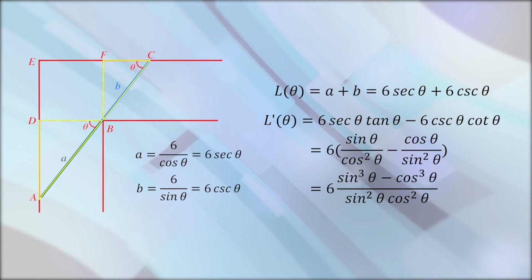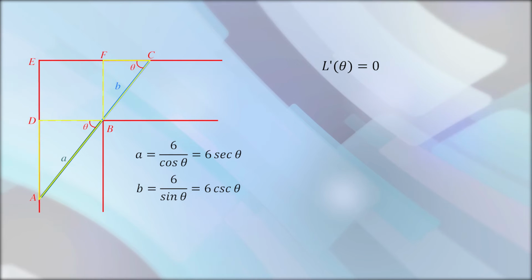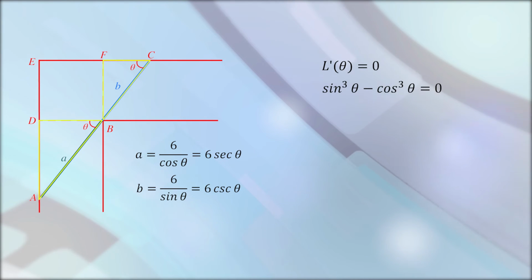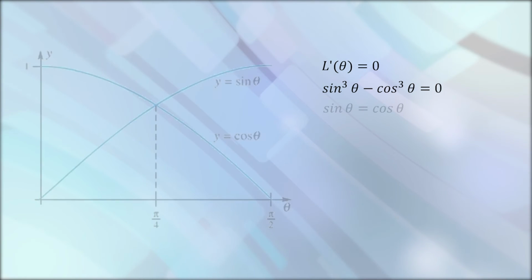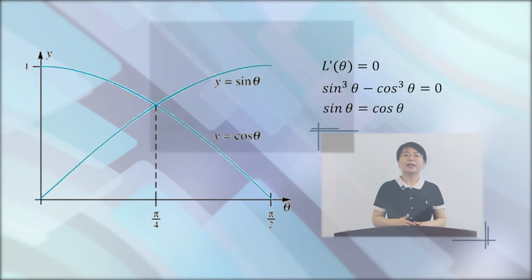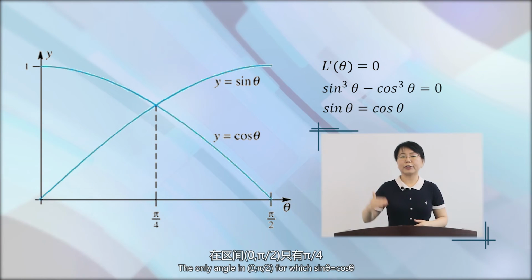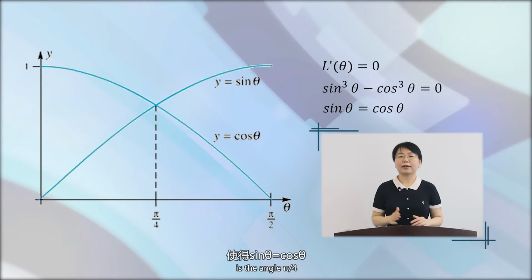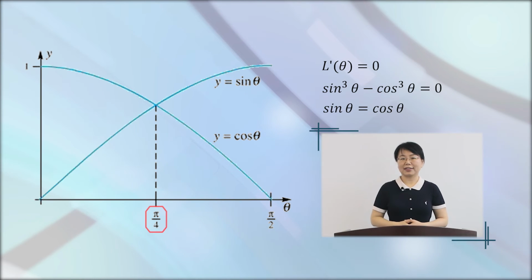And from this expression, we let L prime of theta be 0, and we find that sine cubed theta minus cosine cubed theta is 0. This leads to sine theta equals cosine theta. We know that the only angle in 0 to pi over 2 for which sine theta equals cosine theta is the angle pi over 4. We can find this in this figure.